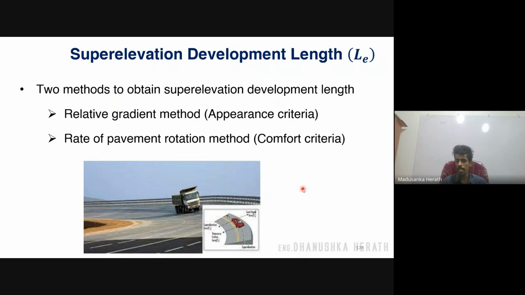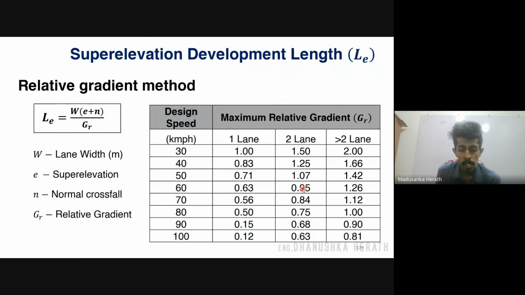So the relative gradient method will focus on the appearance criteria, and the rate of pavement rotation method will consider the comfort criteria. So what you have to do is do the calculation from both of these methods and get the highest value. Then it will satisfy appearance and also the comfort. Right. So we'll see. This is the relative gradient method.